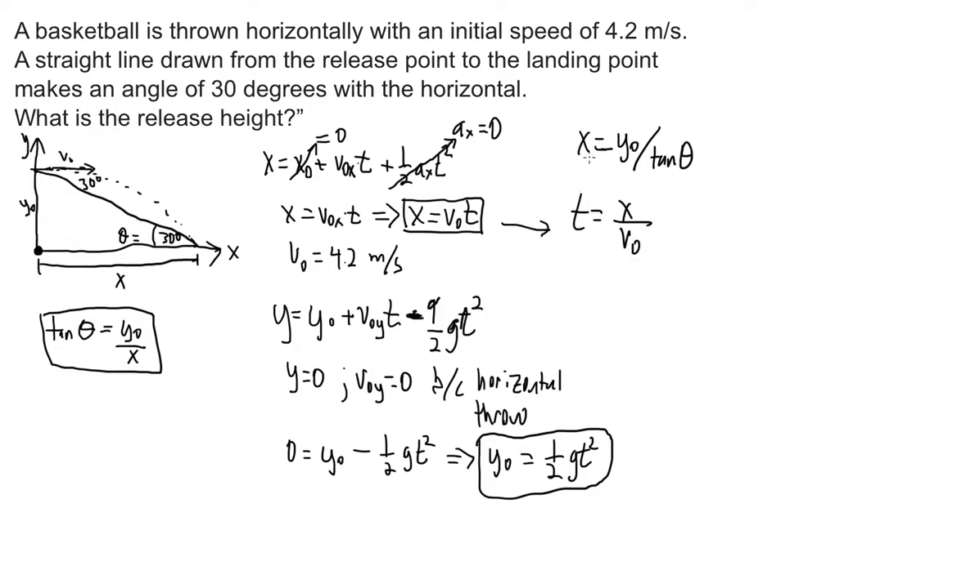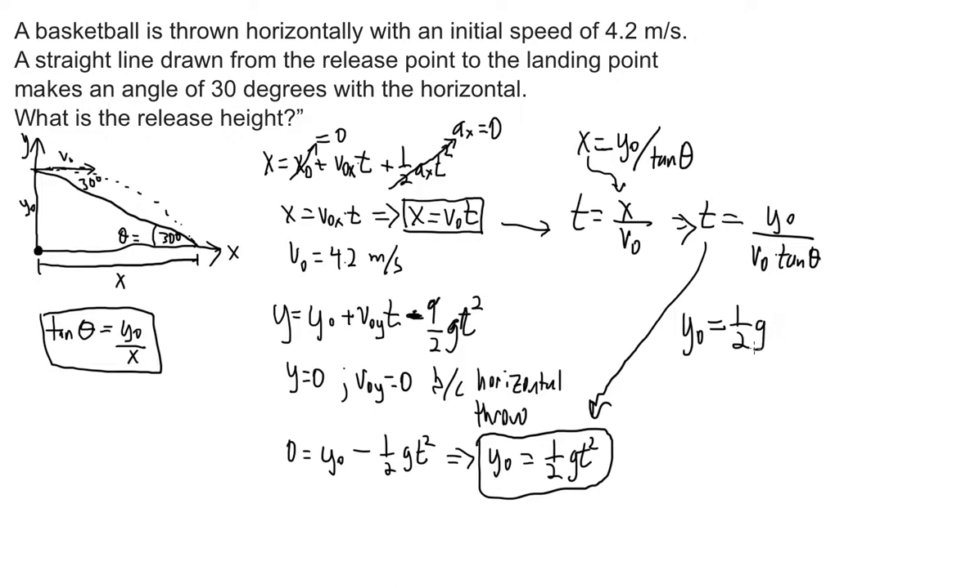And then from here, I'm going to plug this in for x, and then I'm going to get that time is equal to y naught over v naught tangent theta. Now I have this t, and that's going to go into this t down here, and I'll finally end up with an expression for y naught in terms of the knowns in the problem. So that's 1/2 g times t squared. Now t has a y naught in it too, so we're not going to be quite finished. V naught squared tan squared theta. And then I can solve for y naught.